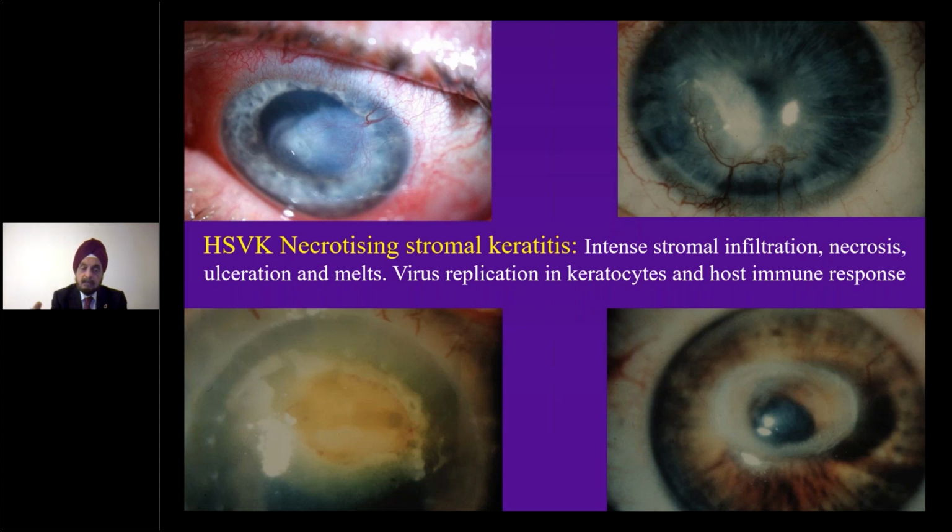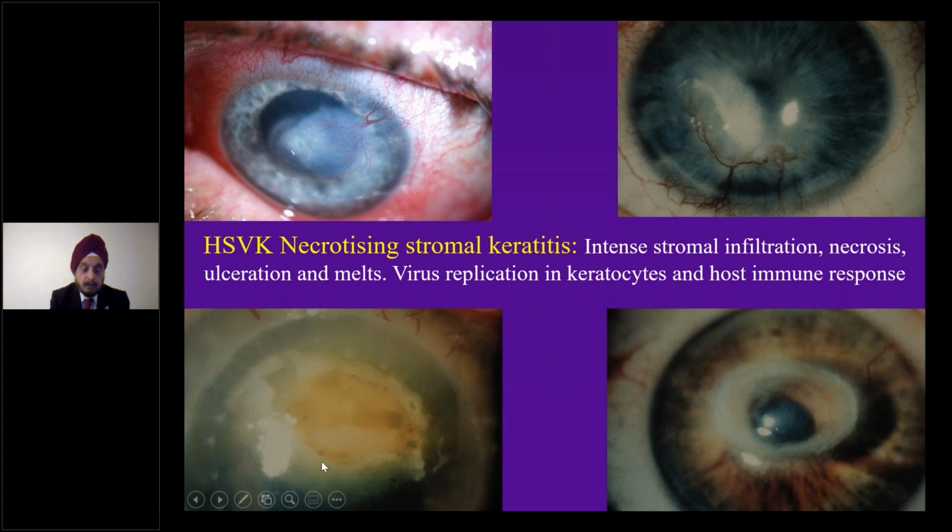And then you have this thing called necrotizing stromal keratitis, where you actually get the virus replicating in the keratocytes. So you get very intense infiltration, you get necrosis of the stroma, ulceration and melts, and this virus replication in the keratocyte is active infection and a host immune response. And it causes thinning of the cornea. As you can see here, a very large descemetocele has formed, and dense infiltration, and can rapidly lead to perforation and loss of the cornea and loss of the eye.